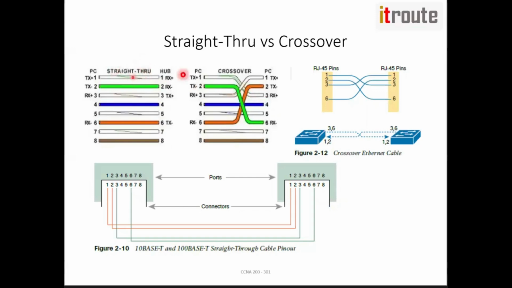So why do we have straight through cable and crossover cable? Because different devices transmit and receive signals in different ways. If you have a PC and a hub, the PC sends via pin number 1 and 2, and the hub receives on pin number 1 and 2. But with PC to PC, because the PC sends via pin number 1 and 2, the other side has pin number 3 and 6, which can receive the same information. Because it is the same type of device, we should use a crossover cable.